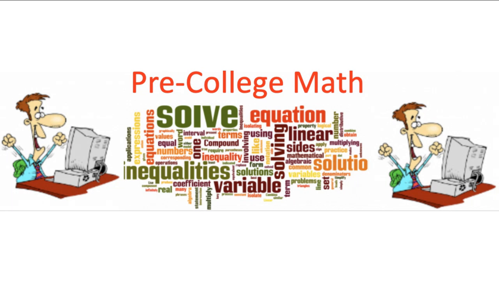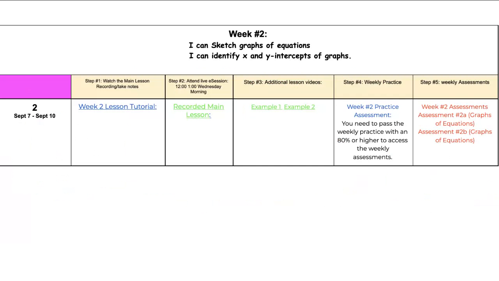That way you'll have all of the answers to every question on the practice, because in order to get the assessments released, you have to get an 80% or higher on the practice. Now, in order to get an 80% or higher on the practice, all you'd have to do is come to the live session or watch the recorded main lesson, because we're going to go through all of the problems on the practice for this week. So each week what we'll do is we'll start off with the pace chart.